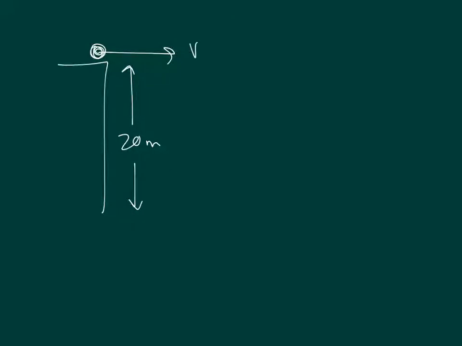So let's say that an object is launched from the height of 20 meters, and it's launched horizontally with an initial velocity of 5 meters per second. And we want to figure out the trajectory. I should actually use range, since we started using the word range from our lab. I want to figure out the range.